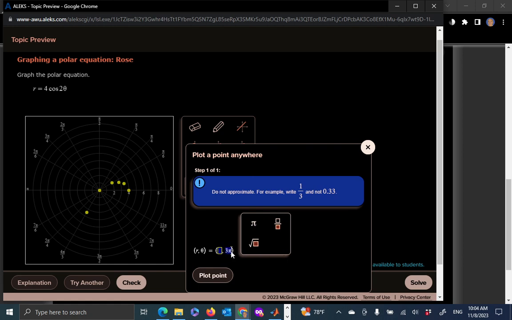3 pi over 4. At 3 pi over 4, our double of that becomes 3 pi over 2. Our cosine becomes minus 1, and then we multiply it by 4. So we are going to get minus 4.